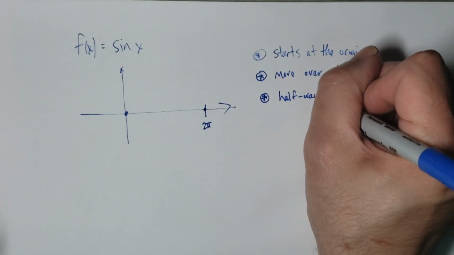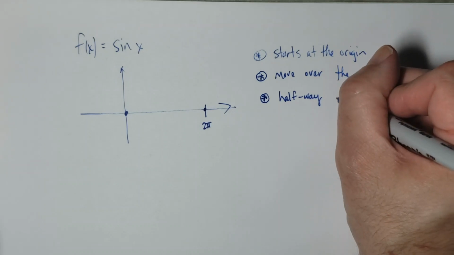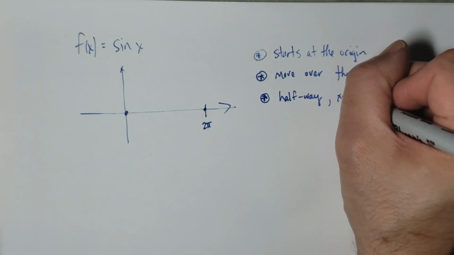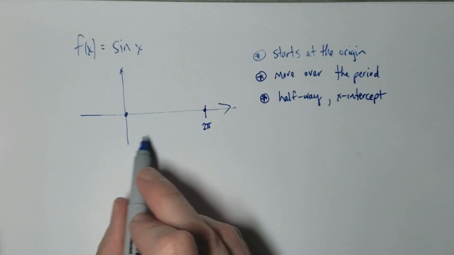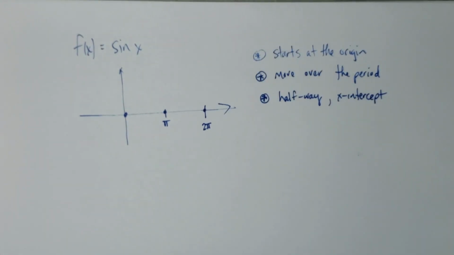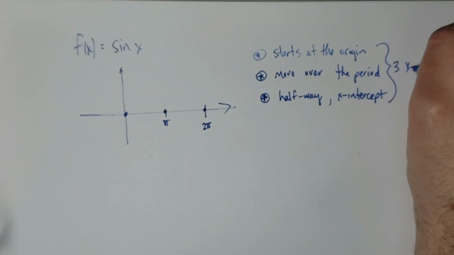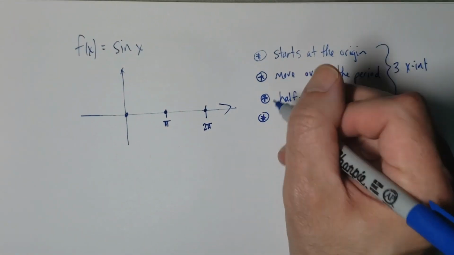And then the next step, I don't know why I'm doing asterisks, deal with it. Halfway in between 0 and 2 pi is another x-intercept. So halfway between 0 and 2 pi would be pi. So that is another x-intercept. So these are your 3 x-intercepts. Okay? So then you're going to do the halfway points again.